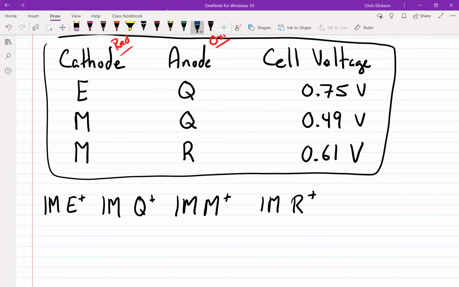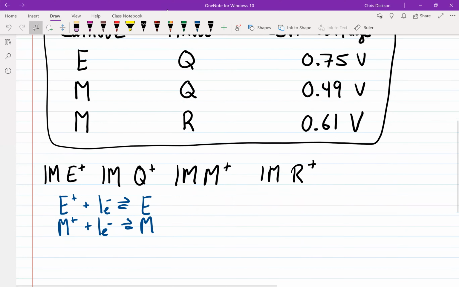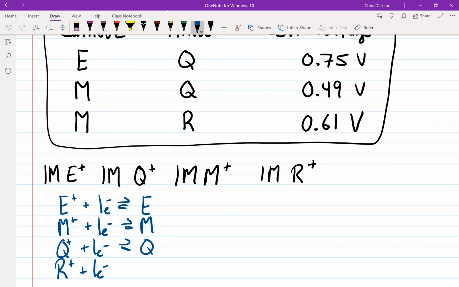So I know that I would have E plus with 1 electron in equilibrium with E. That would be like a half cell you would see in the data booklet. And then I would have maybe M plus, 1 molar, with 1 electron, in equilibrium with M. And then let's use Q. So Q plus ions, 1 electron, in equilibrium with Q. And then finally R plus, 1 electron, in equilibrium with R. Okay, now I've written these completely randomly. I don't know if that's actually the order they would appear.